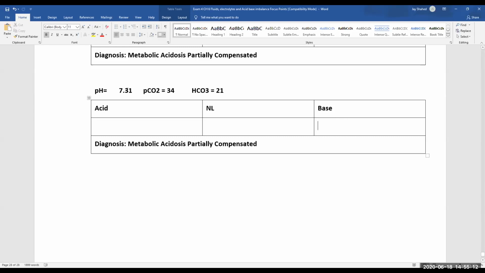7.4. 40 PCO2 and 30 bicarb. Good job. Okay. What do you guys think? Go ahead and do it, and then we'll work it out together.